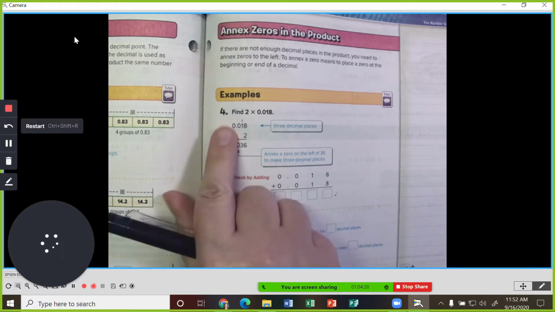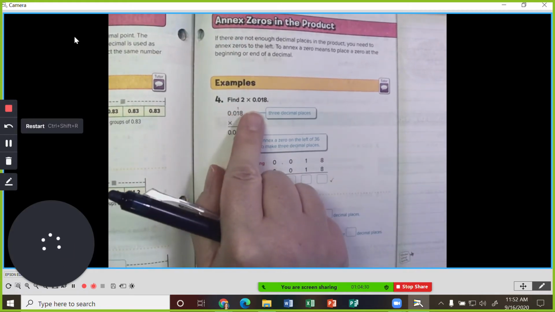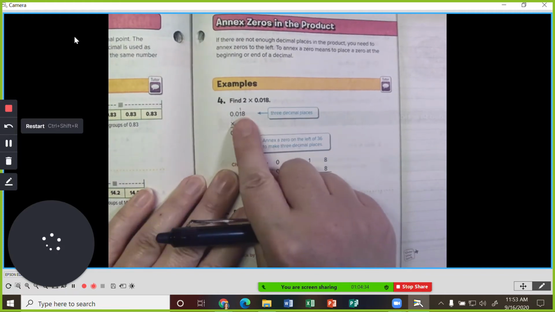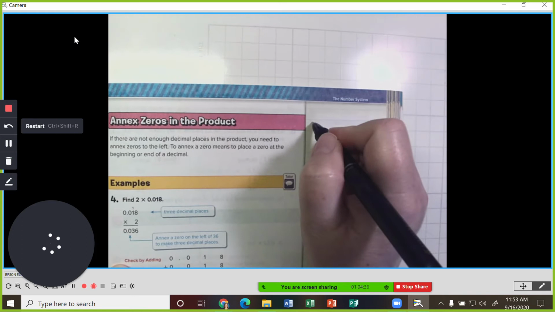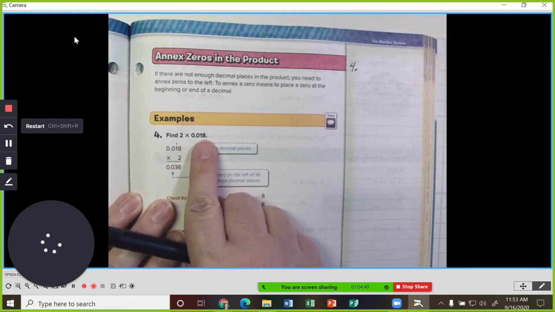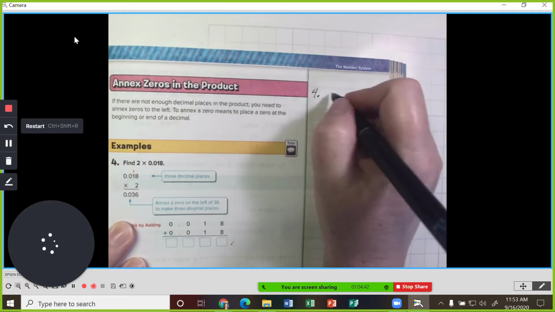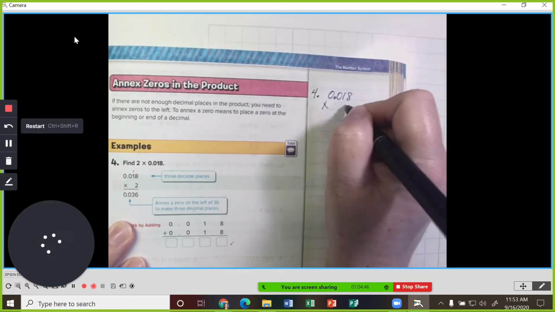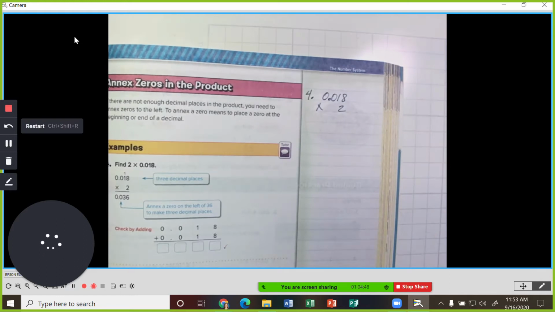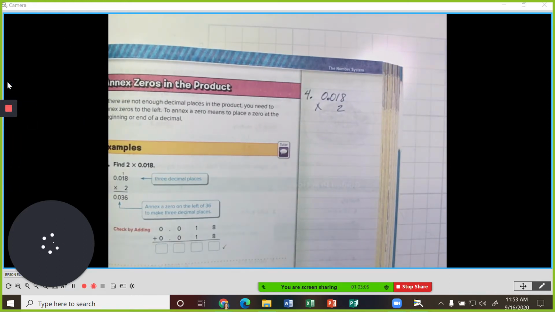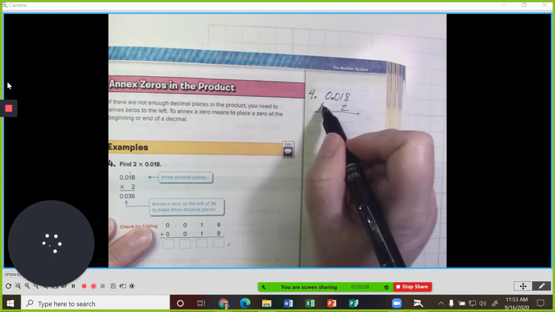So for number 4, we have 2 times 0.018. So we'll do this work right over here. Remember, we like to write the longer decimal in the first row. So 0.018 times 2. The longest number goes in the top row.